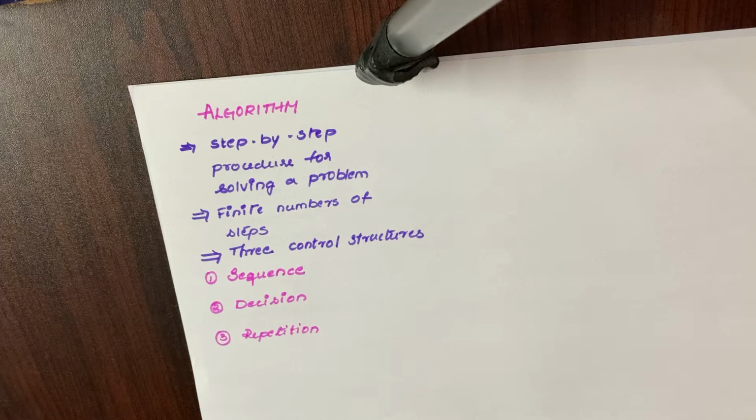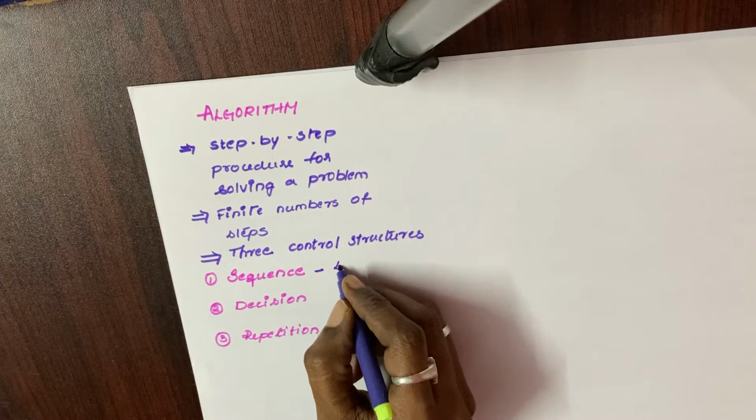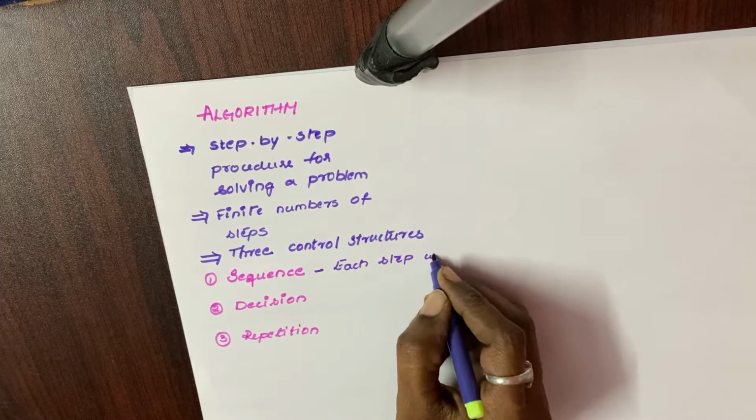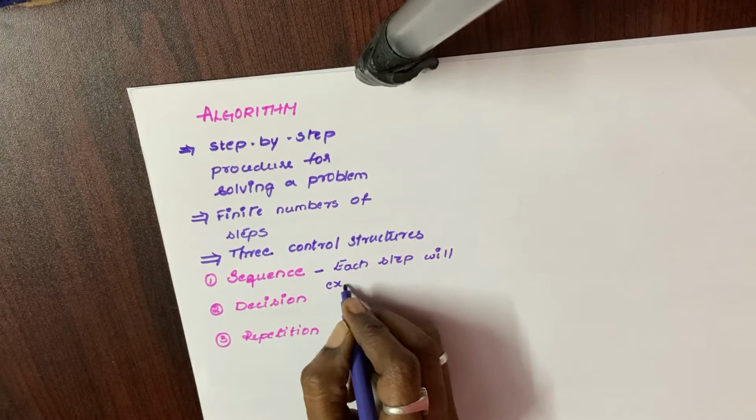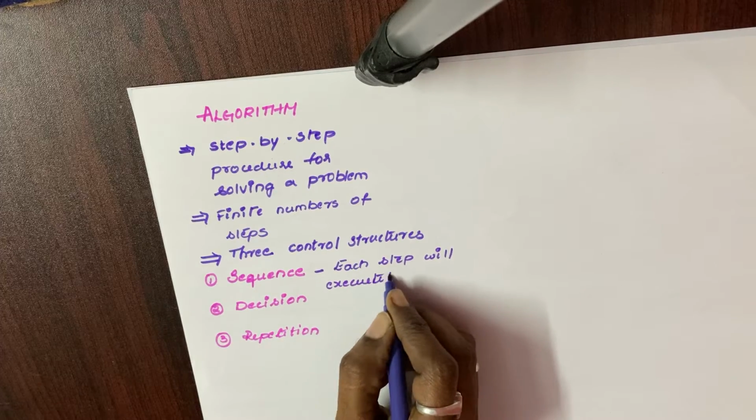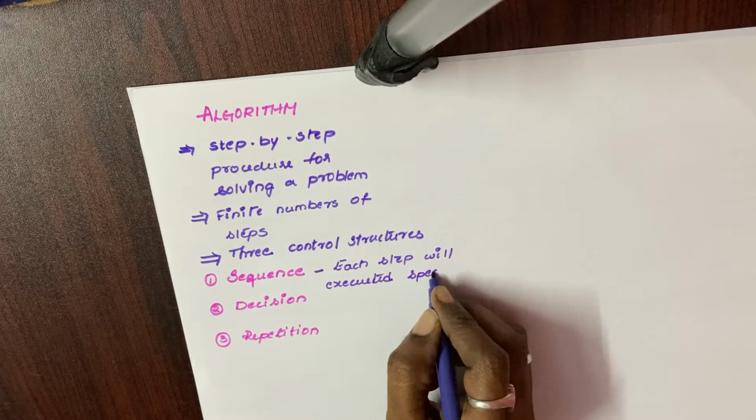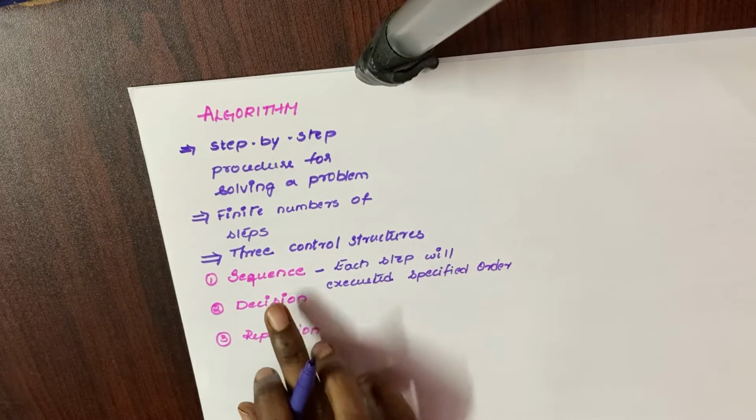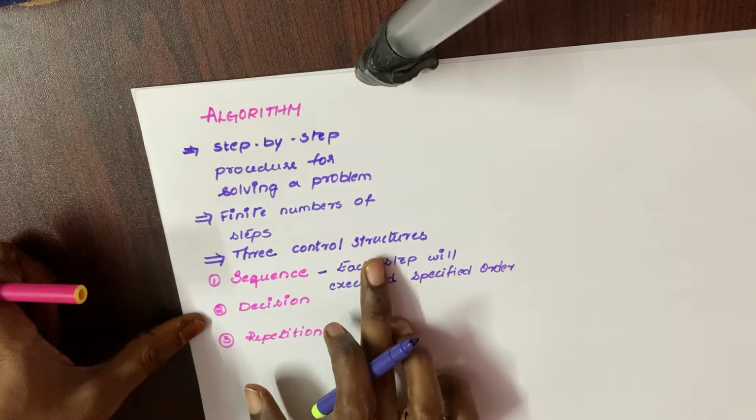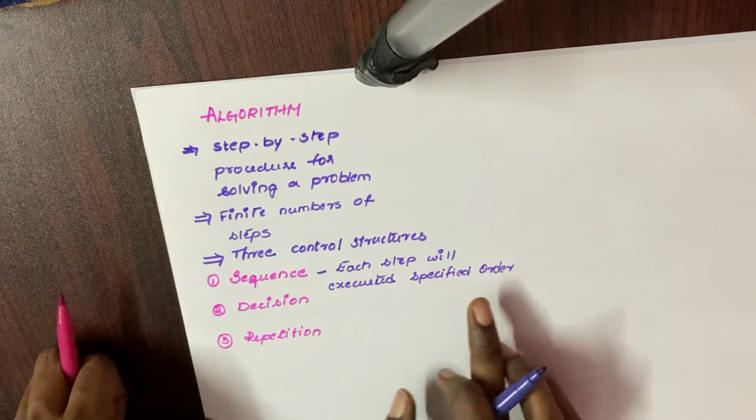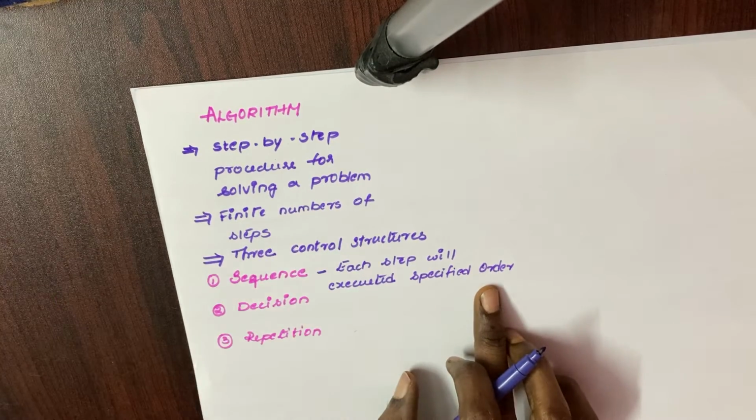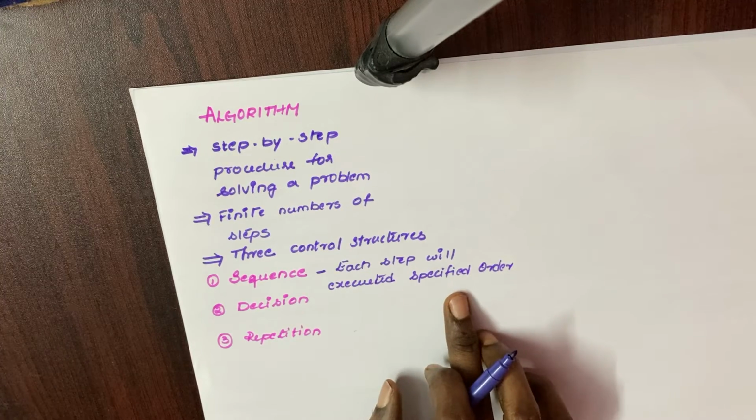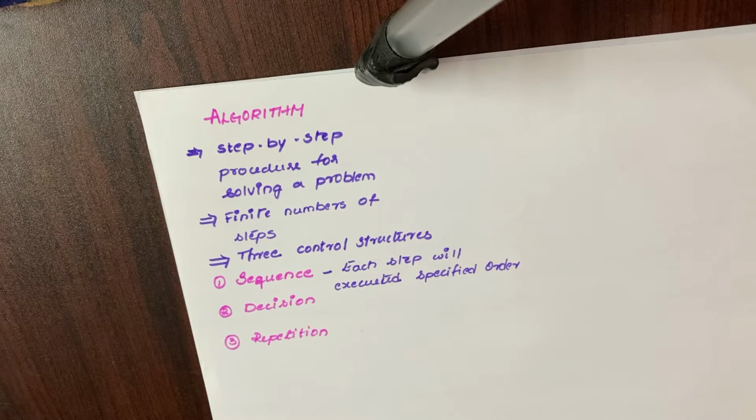So in sequence, each step will be executed in a specified order. Okay, sequence structures will support the execution in a specified order. Means whatever the steps we are getting, they are going to be executed in a one by one manner.